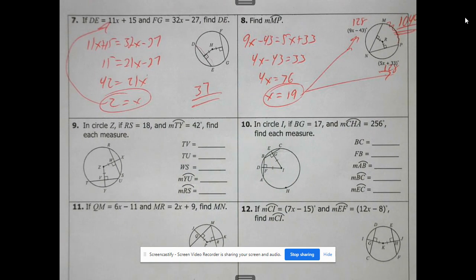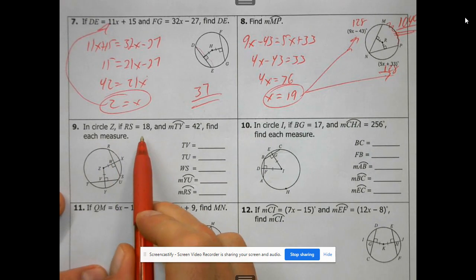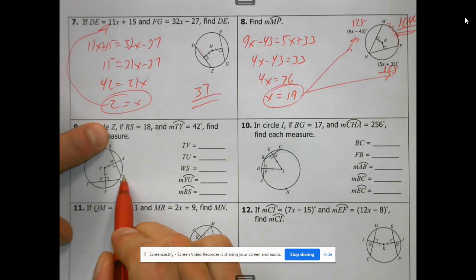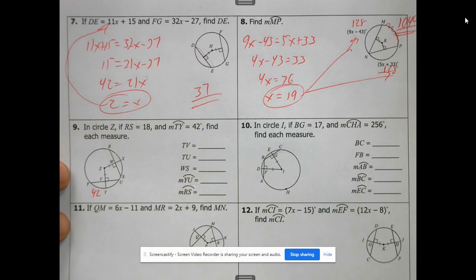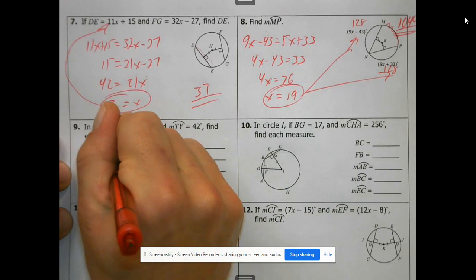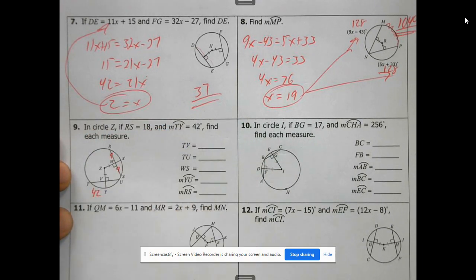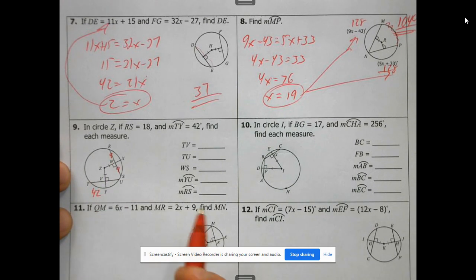Number 9. All right, it gives you some information. In circle Z, RS is 18. So from here to here is 18. Measure of arc TY is 42. Find each measure. All right, so here we go. If RS is 18, those are each 9, right? Which means these are 9, 42, 42, 42, 42, and all kinds of good stuff.